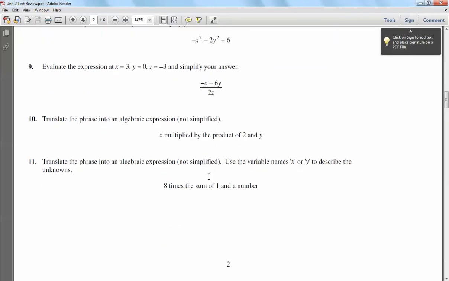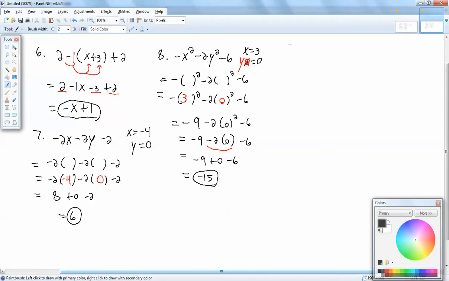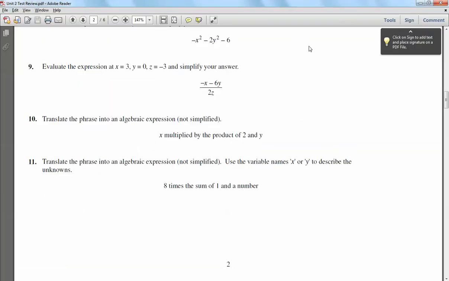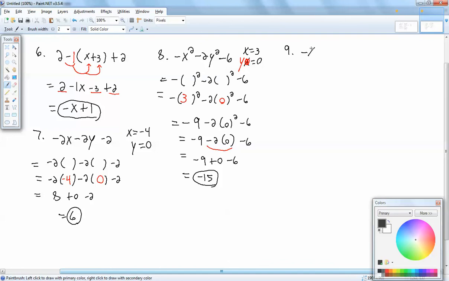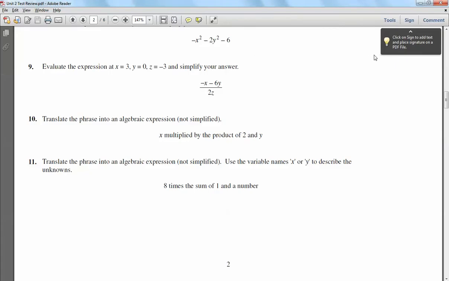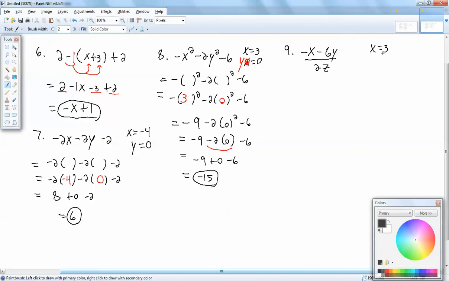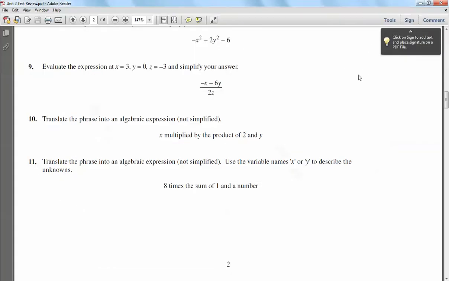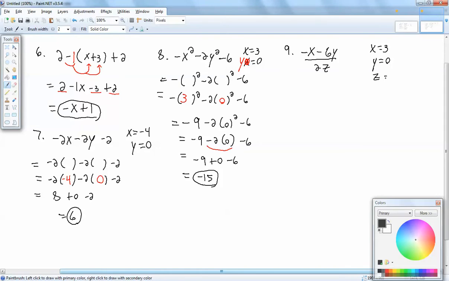Let's look at number 9. Got negative x minus 6y over 2z. And they tell us x is 3. Let's see if I can write it down correctly this time. y is equal to 0, and z is equal to negative 3. Well, again, first thing we'll do is we'll go through and replace all of our variables with sets of parentheses. Everything else remains exactly the same. The negative there, the minus 6, the fraction, then the 2 down here.